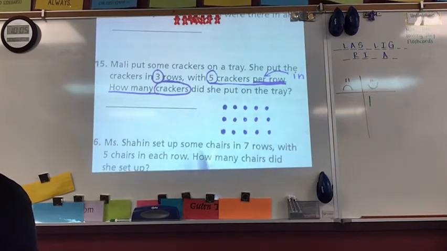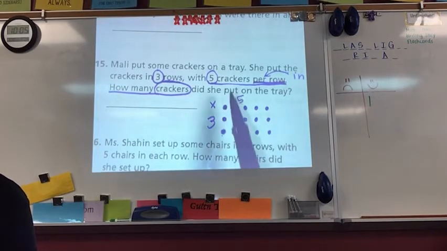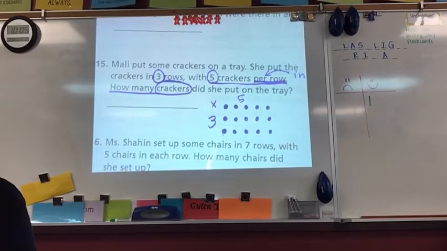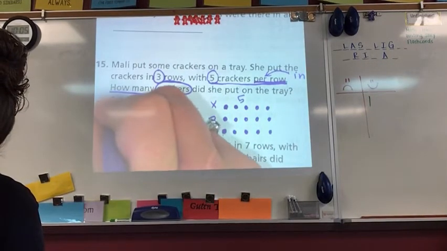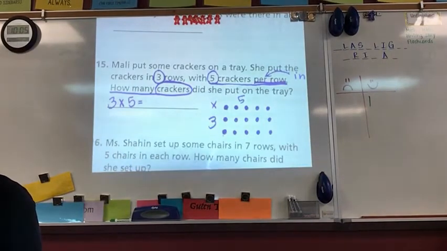When I look at this array, it is a 3 by 5. There are 3 rows of 5. What would my equation be to solve this problem? I labeled it kind of right on my picture, right? These pictures make it so nice. This is just going to be 3 times 5 equals how many crackers?